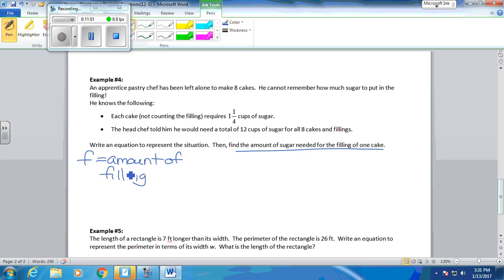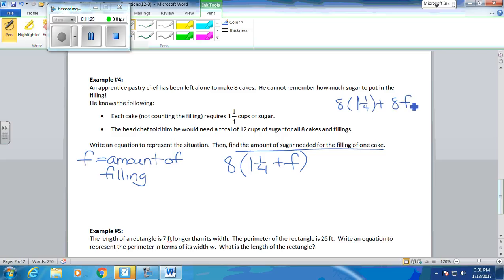And they said that each cake requires 1 1/4 cups of sugar. And I also know that I need some sugar for the filling for that same cake. So don't I need 1 1/4 cups of sugar plus the filling for the cake? But since I'm making a total of 8 cakes, wouldn't I multiply both of those by 8? So you could have said, 8 times 1 1/4 plus 8 times F, because that is the same thing.